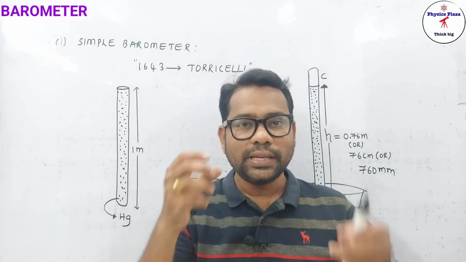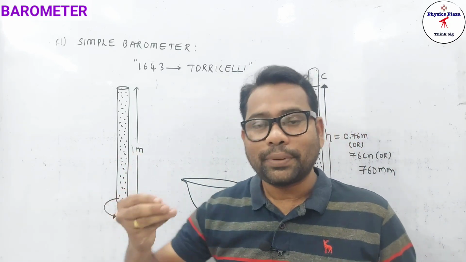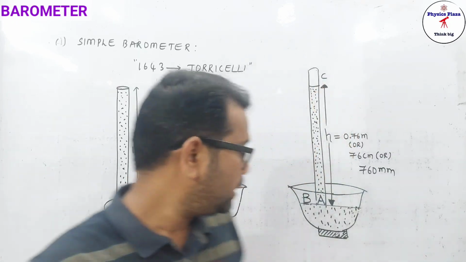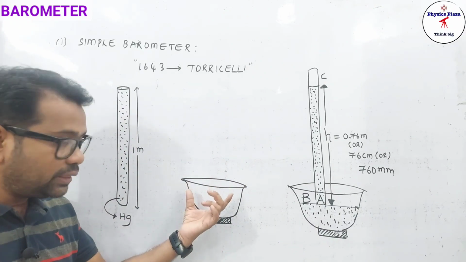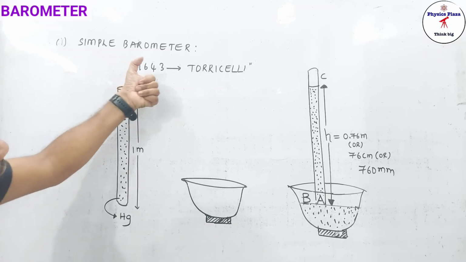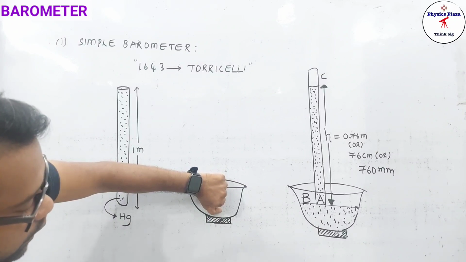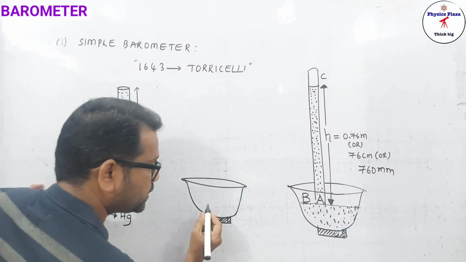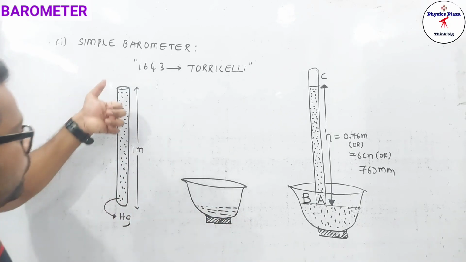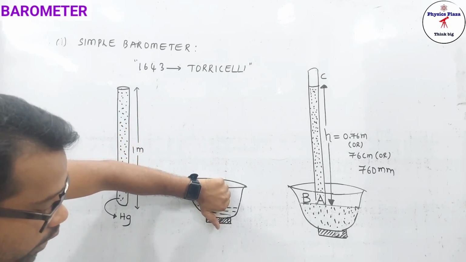What is the reason here? If there are any air bubbles inside, they will try to come out, so that we have only pure mercury inside. Now let us take one trough. By holding the open end closed with the thumb finger, let us invert it slowly into the trough. It is better if you take some mercury in the trough also. Let us take some mercury here. Now this closed end should be completely immersed inside, and slowly you have to remove the thumb.